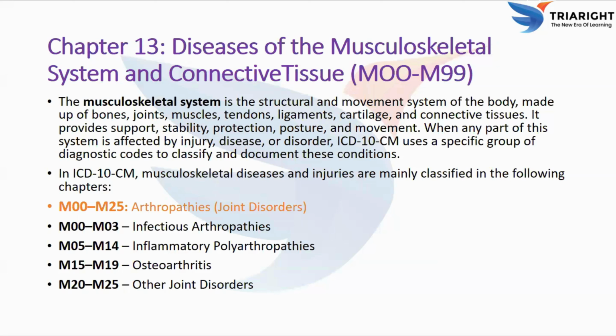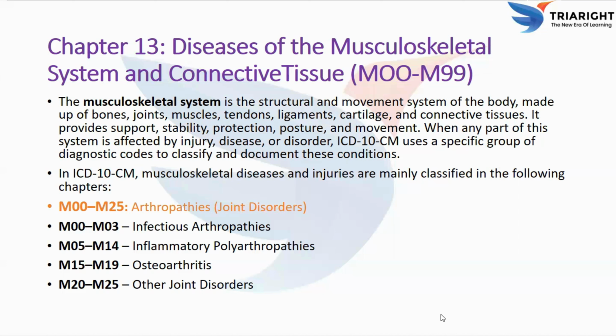So when any part of the system is damaged by injury, infection, degeneration, or autoimmune diseases, ICD-10-CM uses a specific set of codes, that is the M00 to M99 code ranges, to identify and document these conditions. Chapter 13 is organized mainly by the type of joint or musculoskeletal disorder. In this ICD-10-CM chapter, these conditions are mainly classified into the following sections. So what are those? Like M00 to M03.